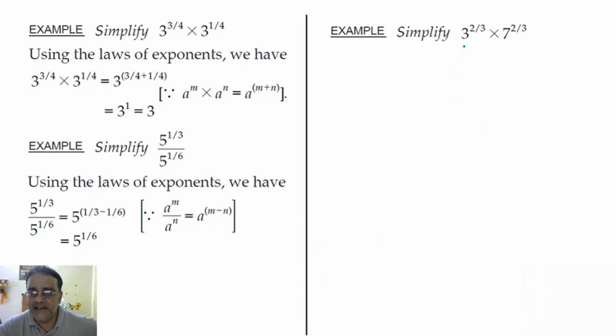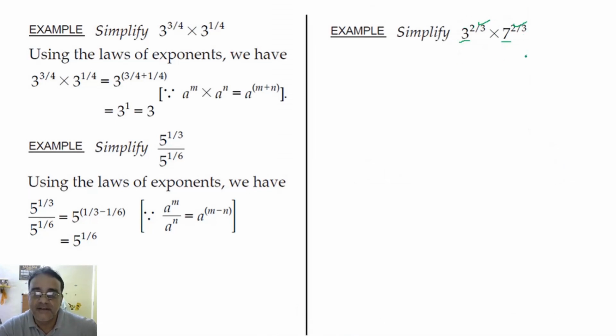See, simplify 3 to the power 2/3 into 7 to the power 2/3. So what we are observing, bases are different and powers are same. ठीक है, दोनों का पावर सेम है. So which property we have to use here? Which law? एक मिनट, कौन है? रोहिणी. Which property you have to use?